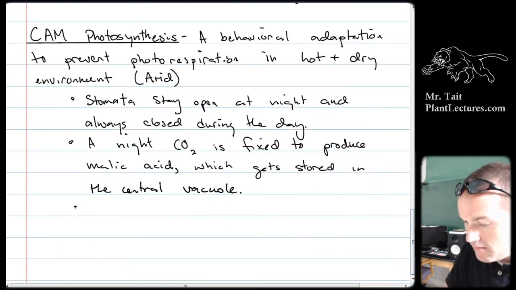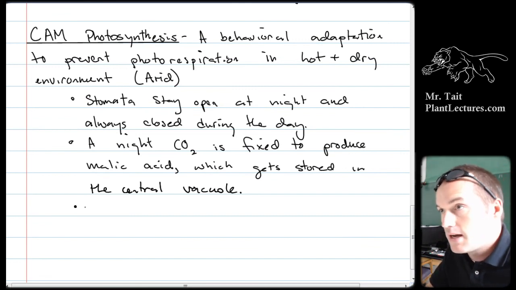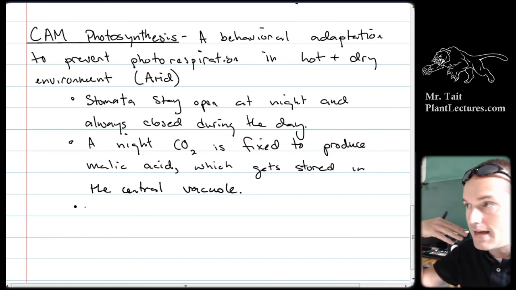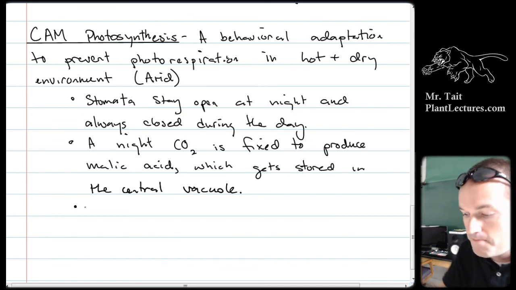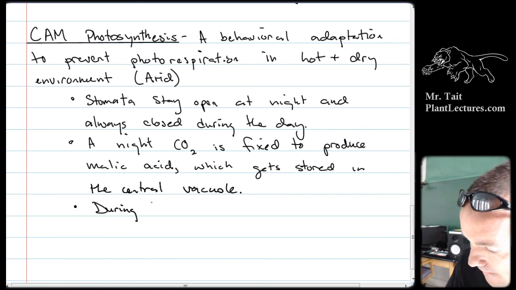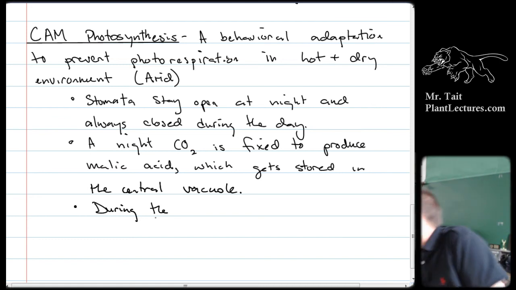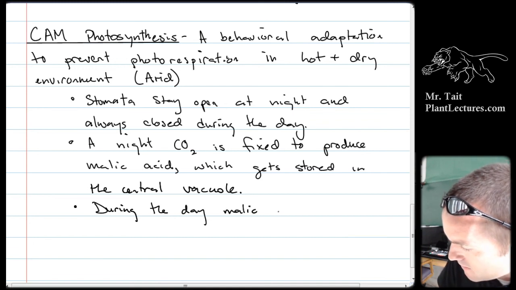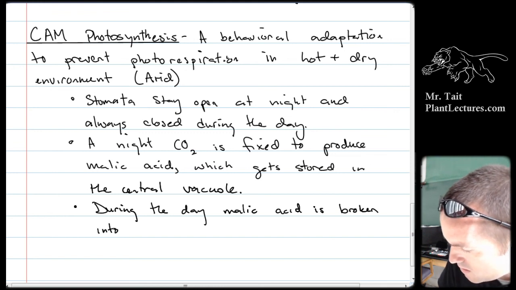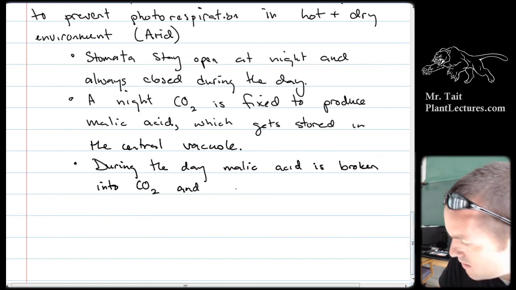Okay, and then during the daytime, the stomata close, and whenever the plant needs to increase the concentration of CO2, it just takes some of that malic acid out of the central vacuole, and it breaks it down into CO2, and then there's plenty of CO2 there, right? So during the day, malic acid is broken into CO2 and used for the Calvin cycle.